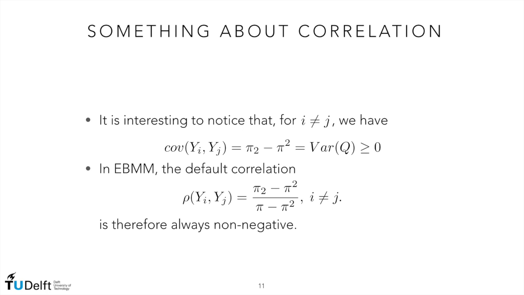The computation of the covariance, thanks to the conditional independence hypothesis, tells us that all the joint behavior is given by the mixing variable Q. In fact, the covariance between yi and yj is just the variance of Q, which is by definition non-negative. This tells us that in an exchangeable Bernoulli mixture model, also the correlation is always non-negative.